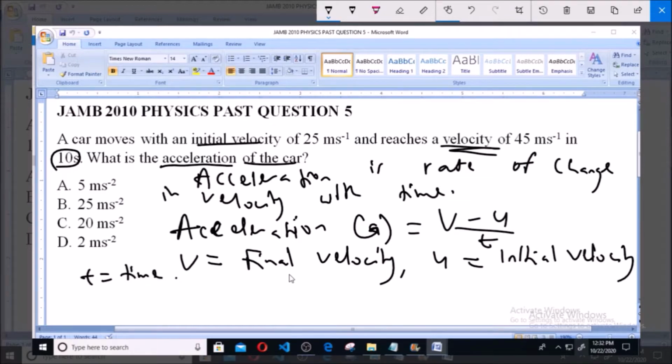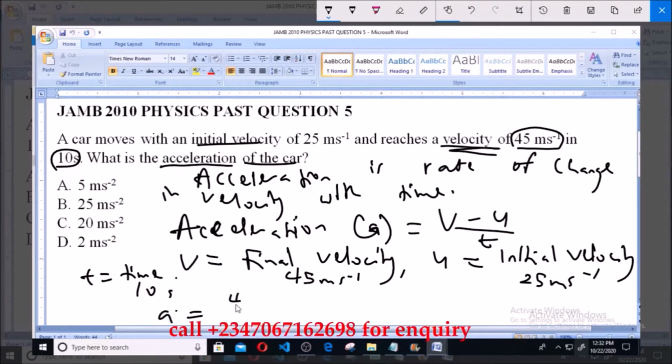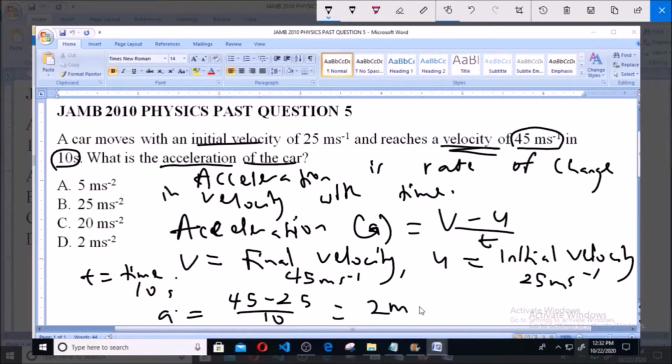So the final velocity, of course, is 45 meters per second. Initial velocity is 25 meters per second, and our time is 10 seconds. So you apply that directly into the formula. a is equal to 45 minus 25 over 10. And if you do that, the answer it will give you is 2 meters per second square. 2 meters per second square is the unit of acceleration. So 2 meters per second square is option D. So D is the answer to this question.